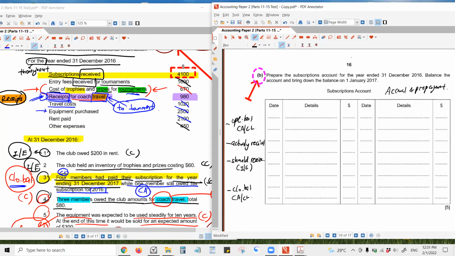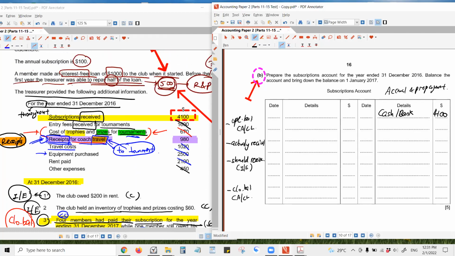We begin with 4100, which is the amount you have actually received. You put it here. Because debit cash or debit bank, then you credit subscription account, right? So here you write cash/bank. Because do you know how much subscription you receive is in the form of cash, how much subscription you receive that's in the form of check? You do not know, right? So you should write cash/bank.